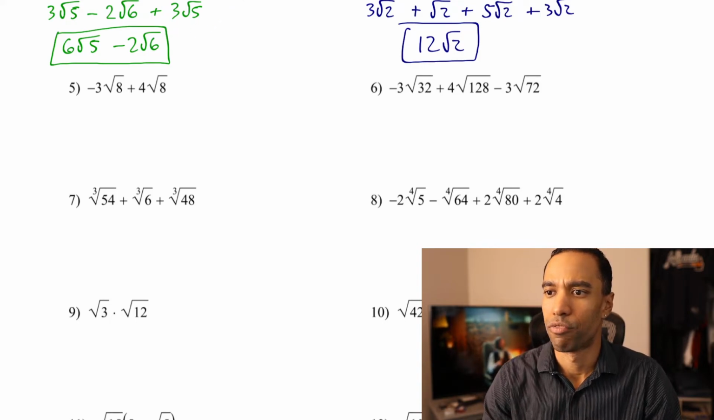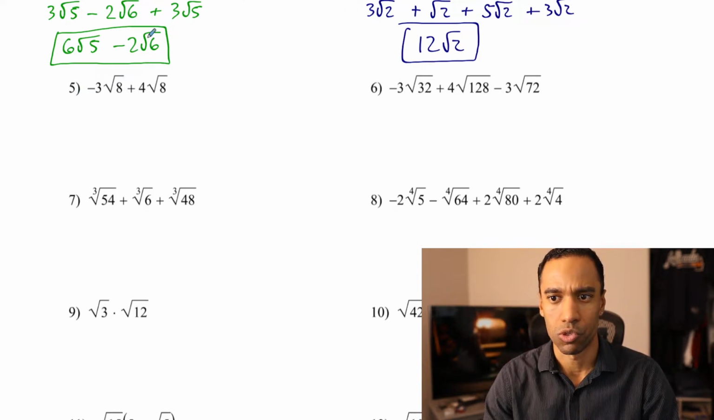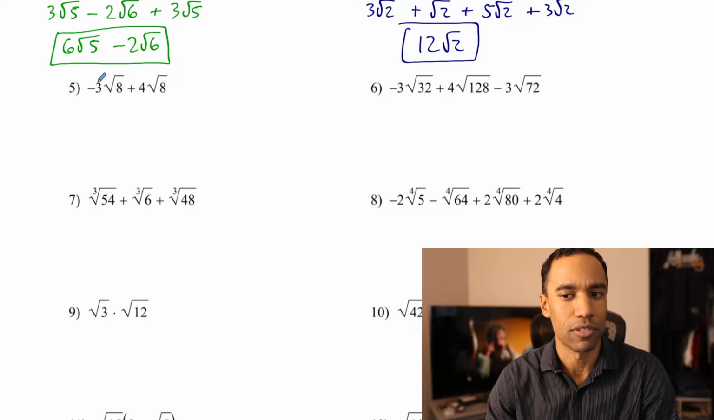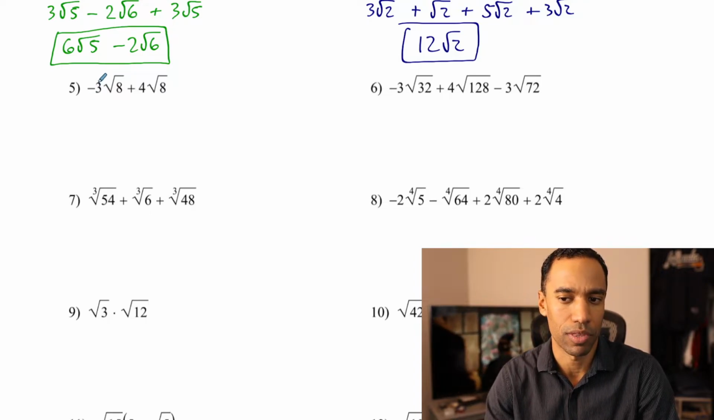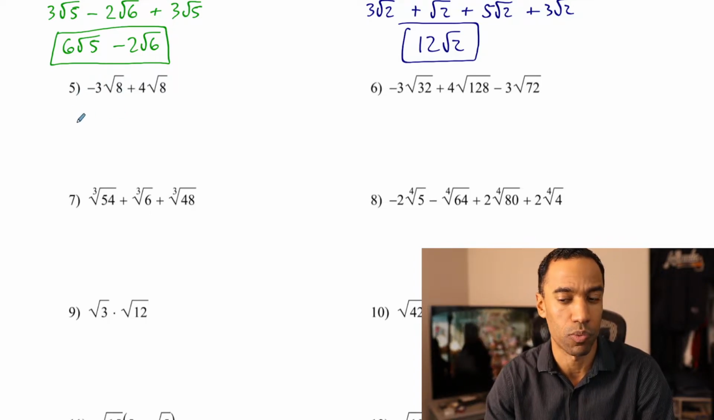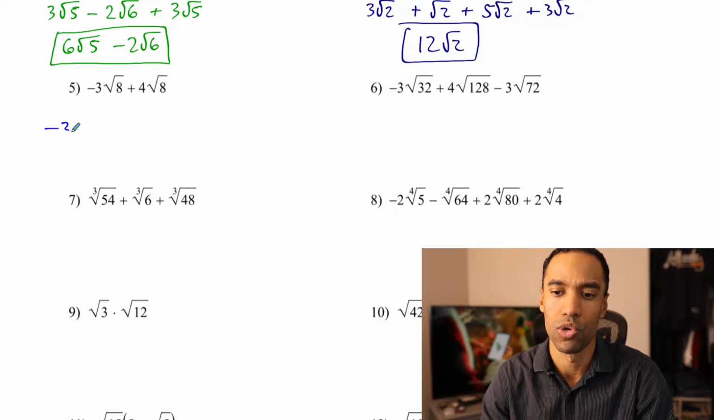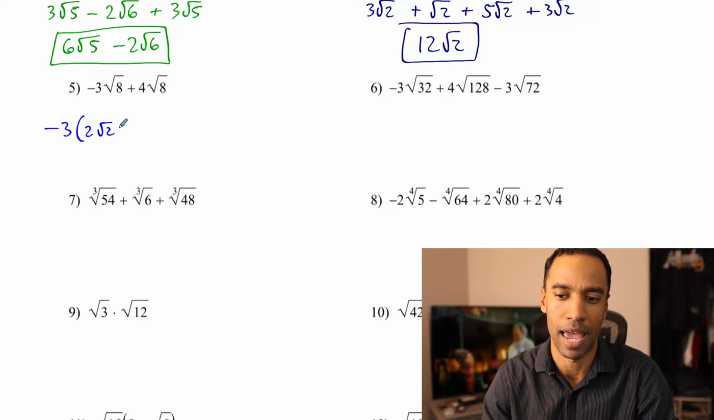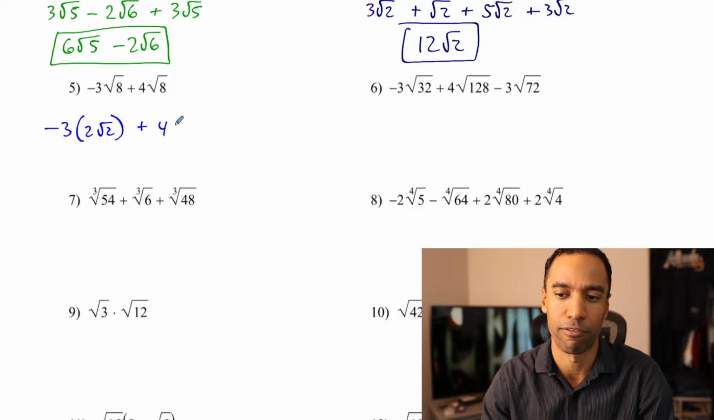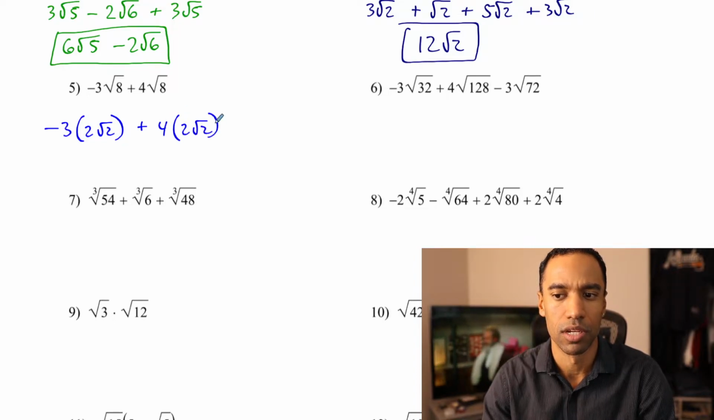Negative 3 root 8 plus 4 root 8. Now this seems easier than those ones, and for the most part it is. The difference is now with the factor in front of there. Just make sure, as root 8 is 2 root 2, you are multiplying negative 3 by 2 root 2 like that. And then 4 is multiplying also by the same 2 root 2.